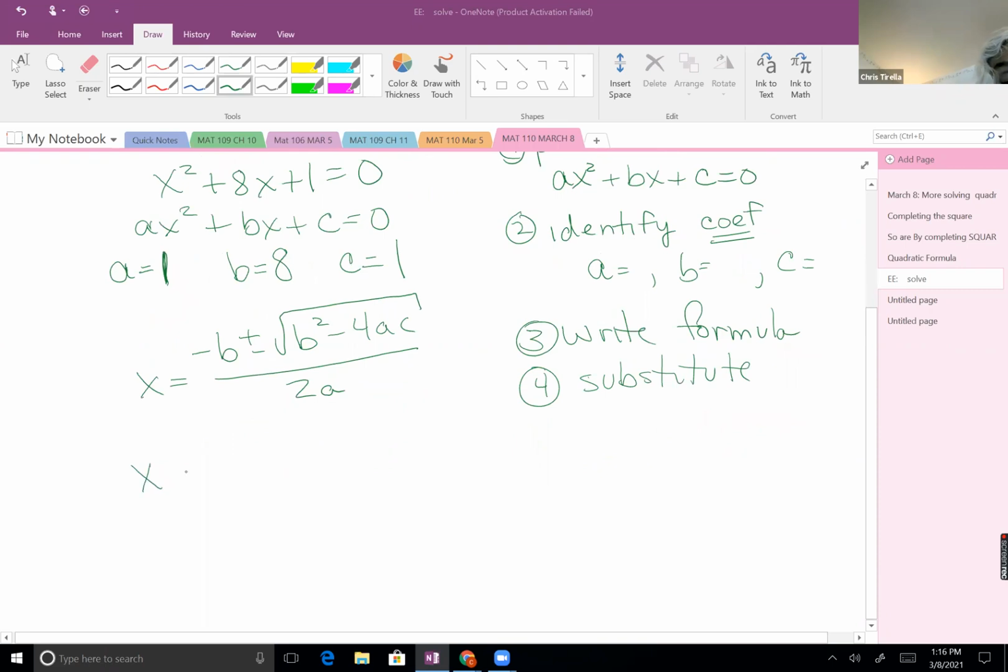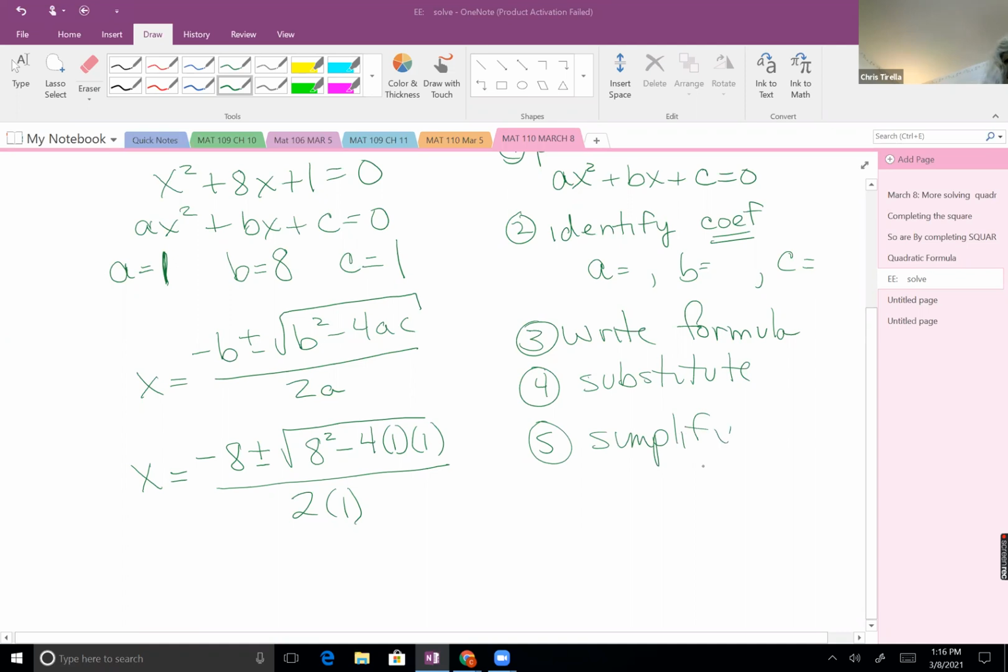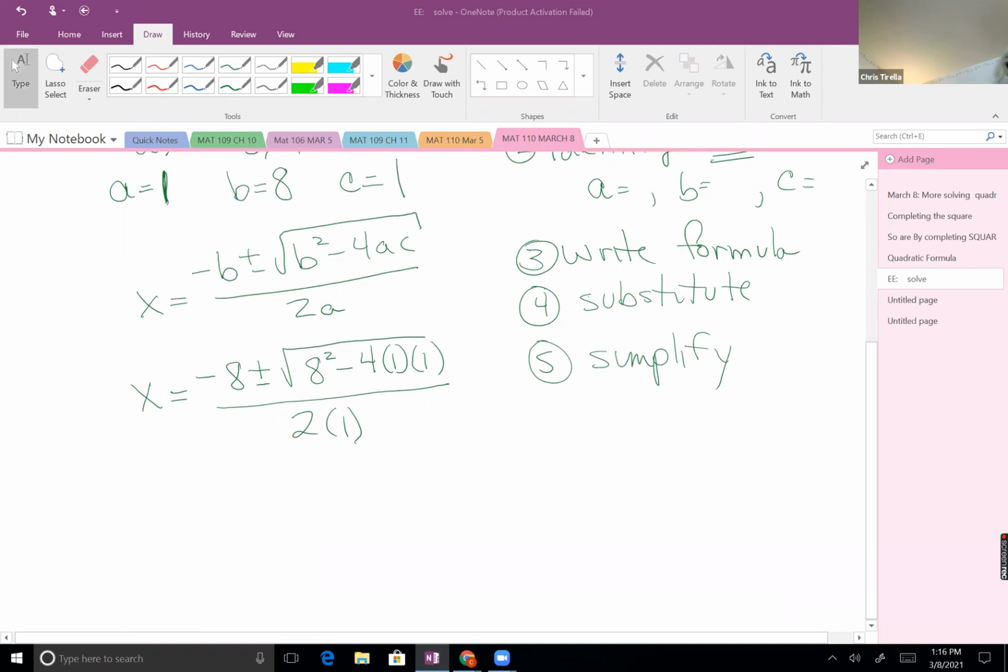So that gives me x equals negative b, which is 8, plus or minus the square root of b, which is 8, squared minus 4 times a, which is 1, c, which is 1, all over 2 times a, which is 1. We're going to simplify. So that gives me x equals negative 8 plus or minus the square root of, let's see, 64 minus 4 is 60, over 2.